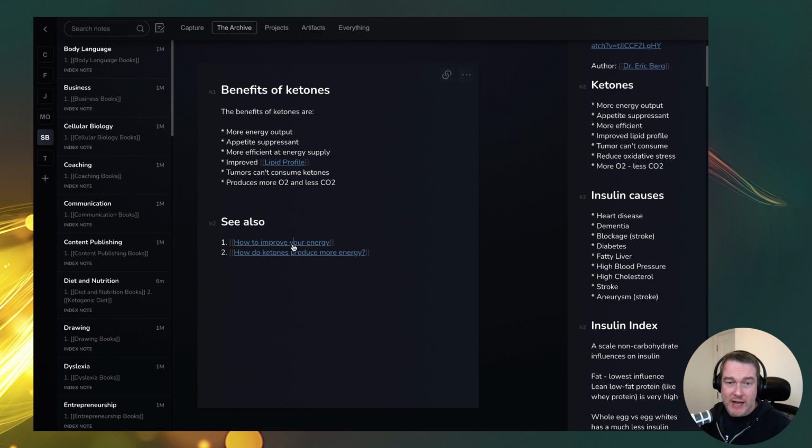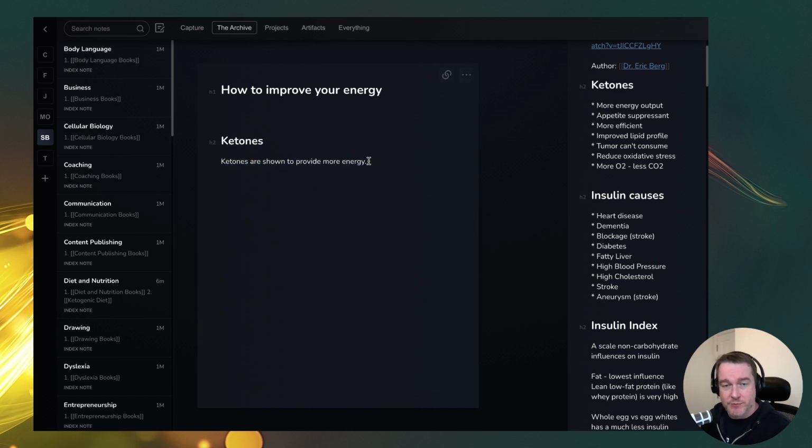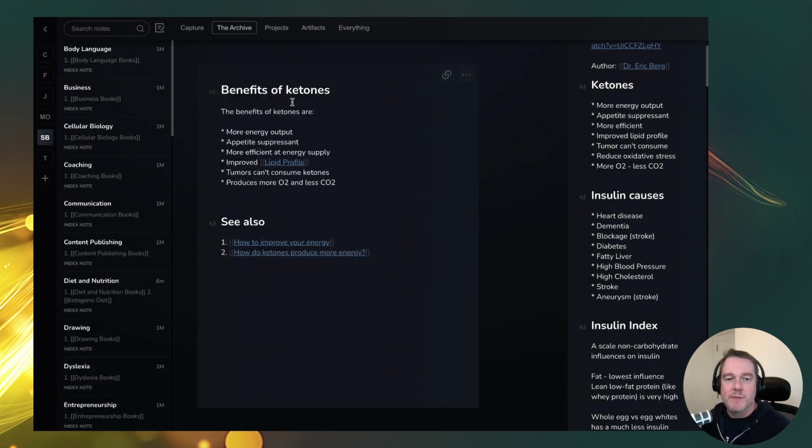Okay, and then, so how to improve your energy. Ketones are known to produce more energy. See how ketones produce more energy. Right now I can link the research that I am planning for now in the future into that. Okay, so these are the benefits.